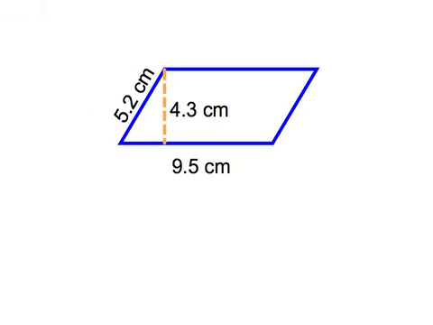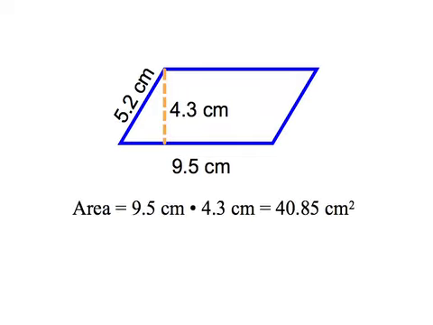Well, not all parallelograms can be measured using whole numbers. And then the grid isn't very helpful. So someone's already measured this, but since we have a formula, we know that we can just take the base, 9.5, times the height, 4.3, to get that the area of this parallelogram is 40.85 square centimeters.